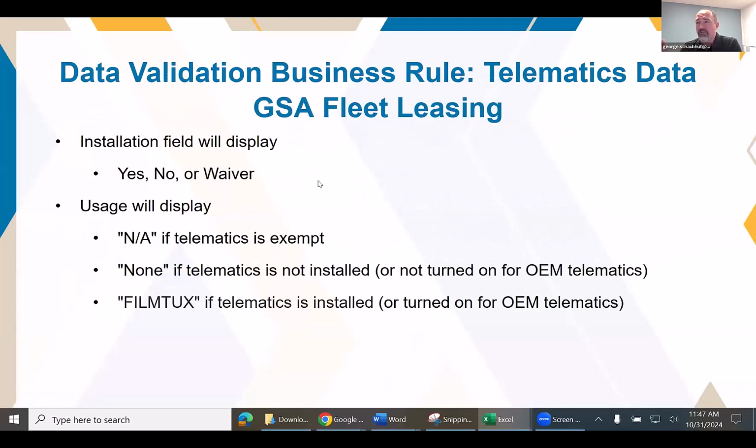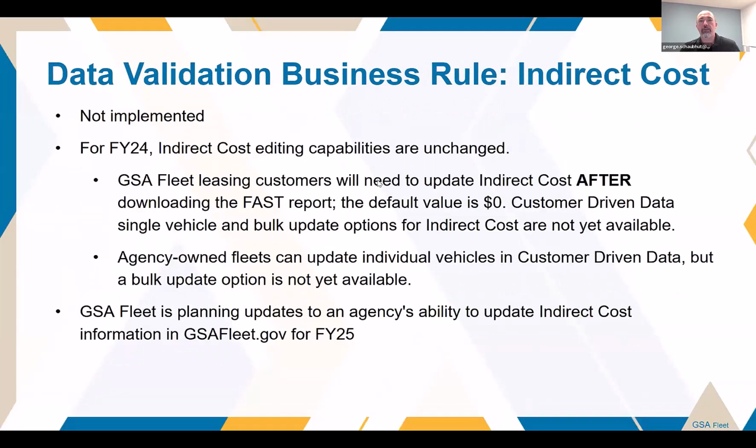So what's it going to have? There are two fields, the A13 and the A14 fields. Telematics, basically, does it have telematics, yes or no, or does the vehicle have a waiver for it? And then from a usage standpoint, is it not applicable? Is the data not there, which can differ for agency owned versus GSA leased, because GSA leased is actually capturing some elements, mileage at a minimum. And then there are some additional codes, which come back.